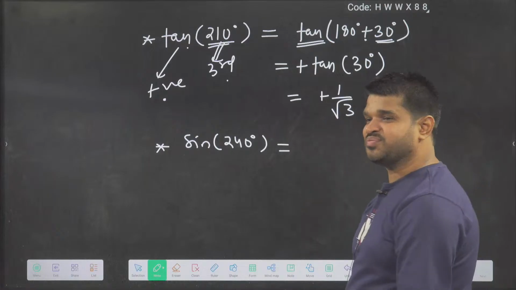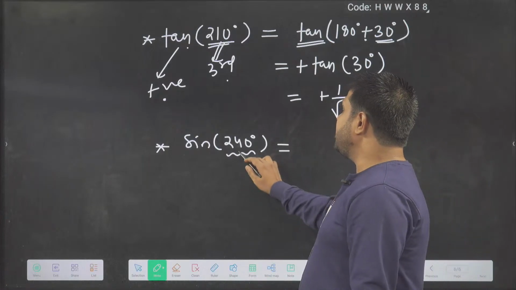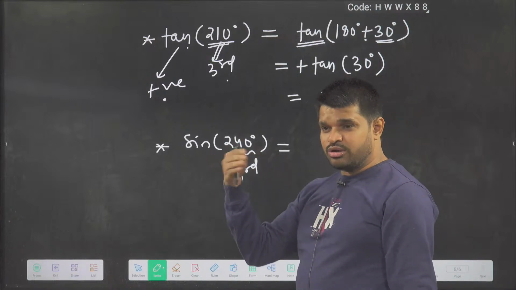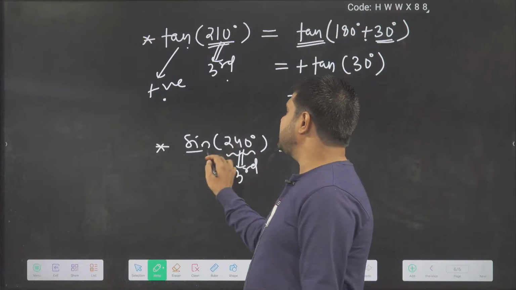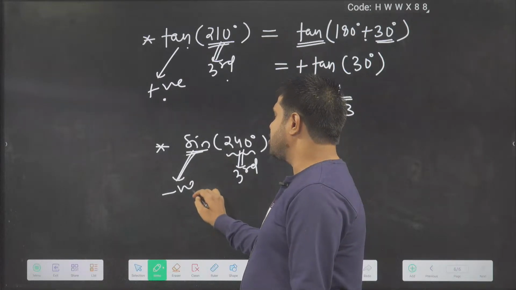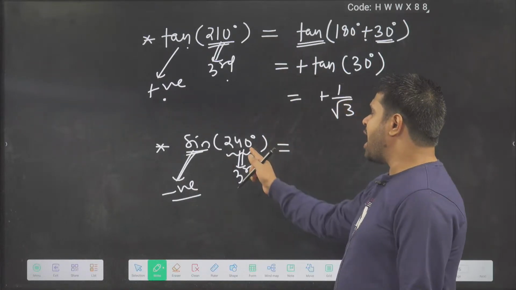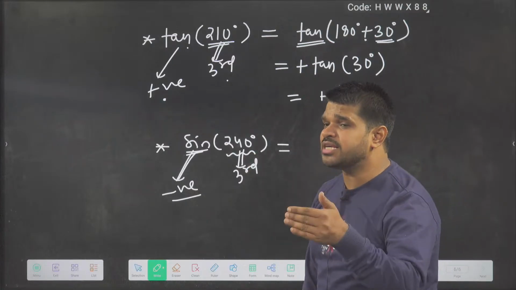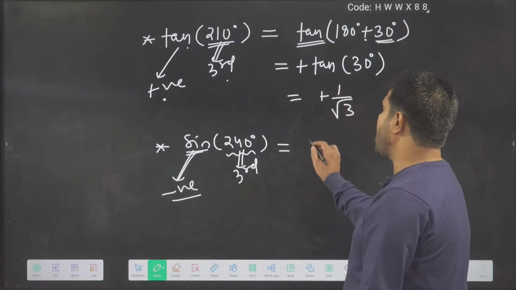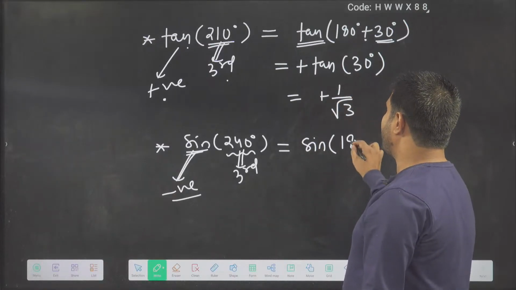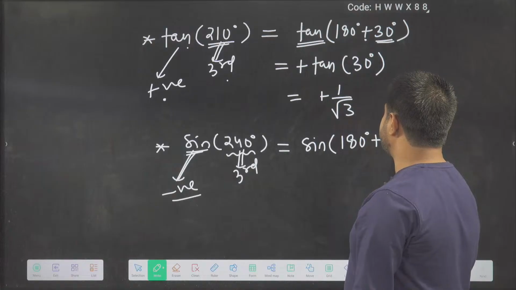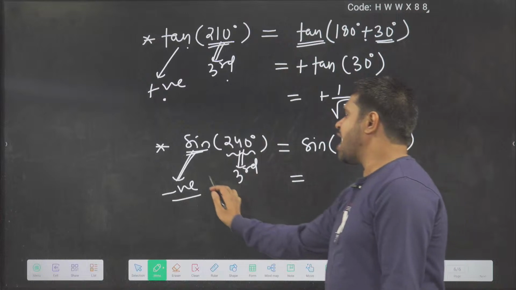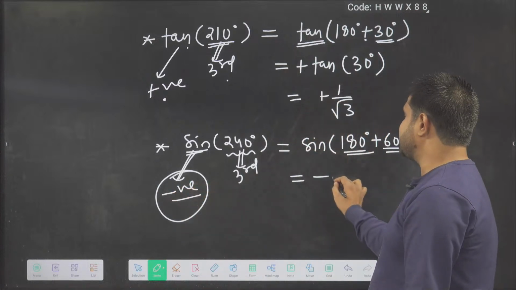Now my first question. 240 degree is our third quadrant. Which quadrant? Third. 180 to 270. Sin theta in third quadrant is negative. So answer will be negative. I want to express 240 using 180. 180 plus 60 is 240. So I will write sin of 180 degree plus 60 degree. 180 plus 60 becomes 240. Answer I know. Answer will be negative. So put a minus sign.